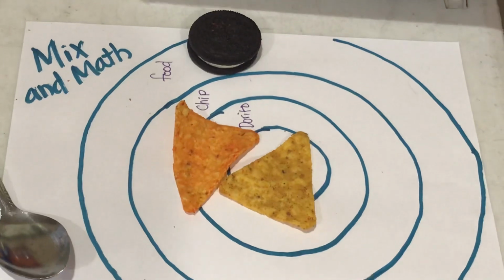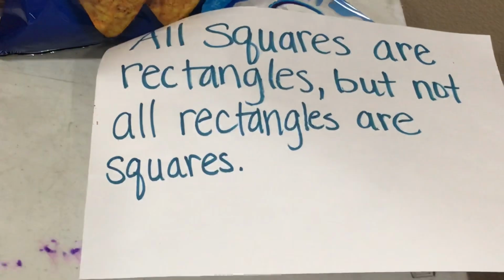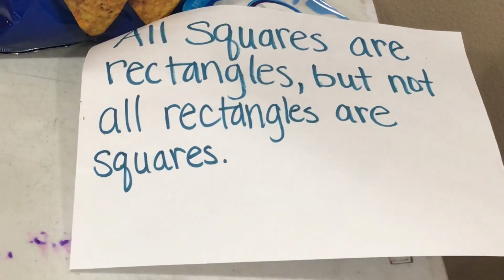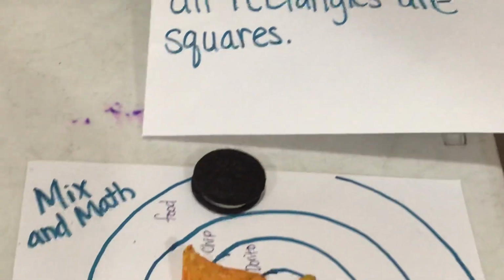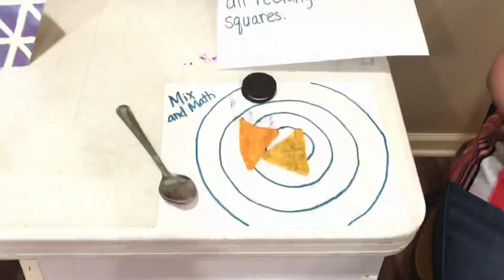So we'll do some more with this and talk about some other quadrilaterals and other polygons, and just think back to this chip hierarchy to help you with some of the characteristics of these polygons.